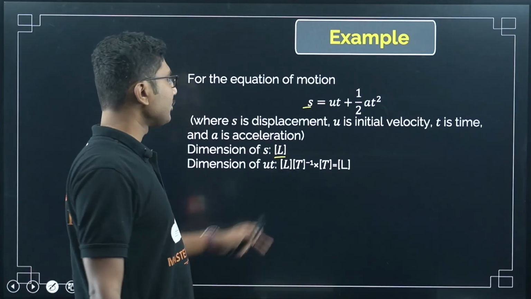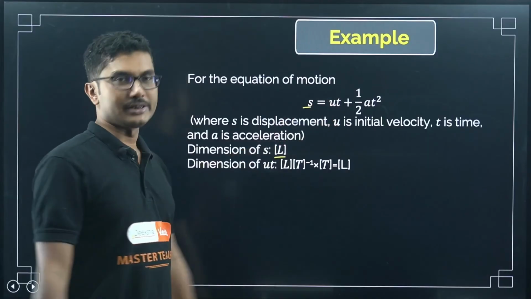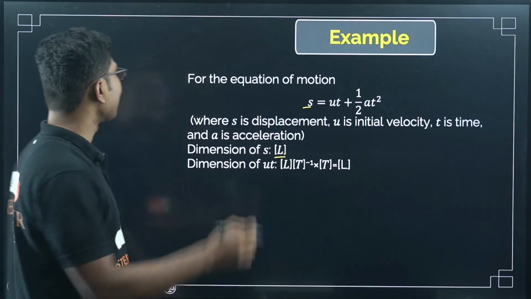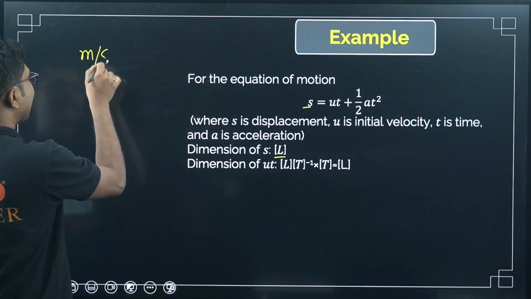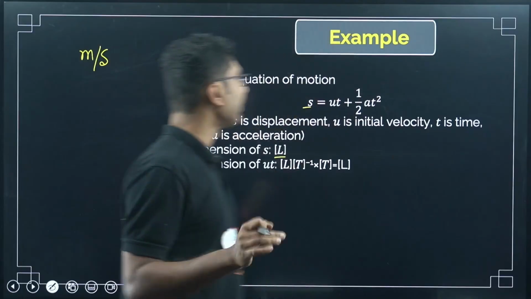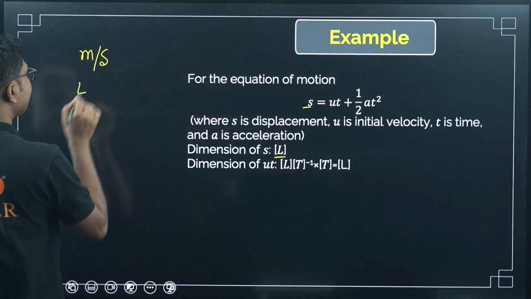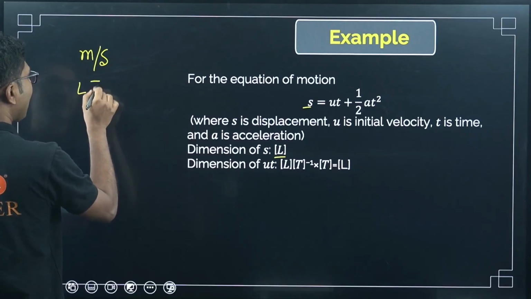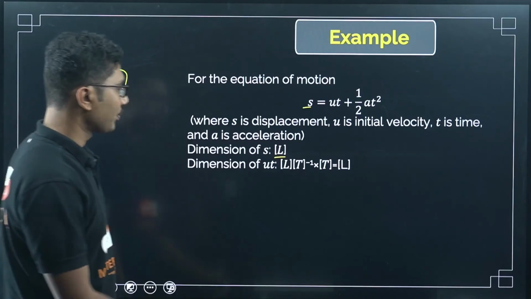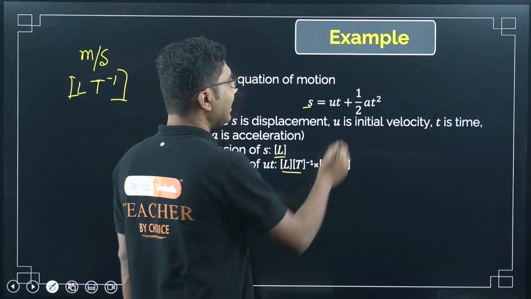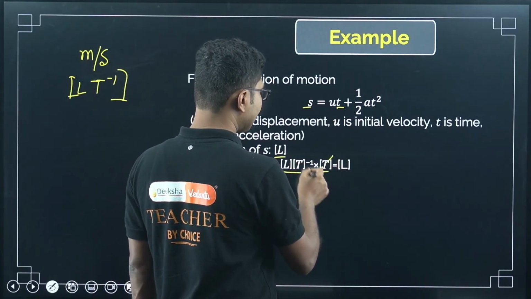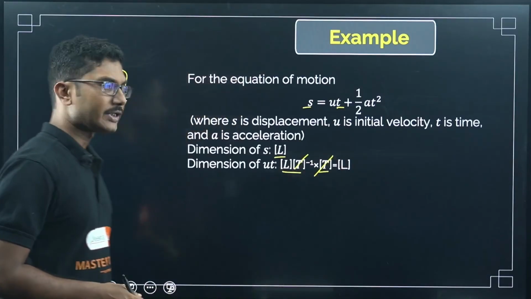Now what is the dimension of ut? U is velocity, initial velocity. So its unit is meter per second. Always remember SI units. If you remember SI units, it helps you to remember the dimension. That is one way to remember the dimension. So length is meter, second means time, but it is in division. So L T to the power minus 1 is the dimension of U. And t means time, its dimension is time. So this T to the power minus 1 and this T cancel. So we get the dimension as L.